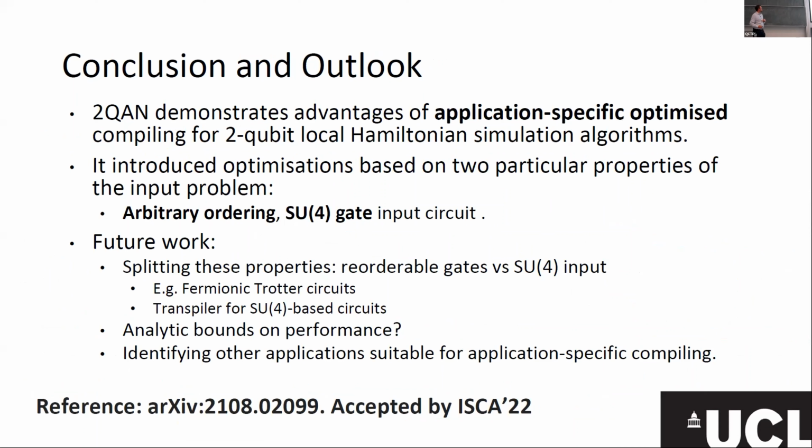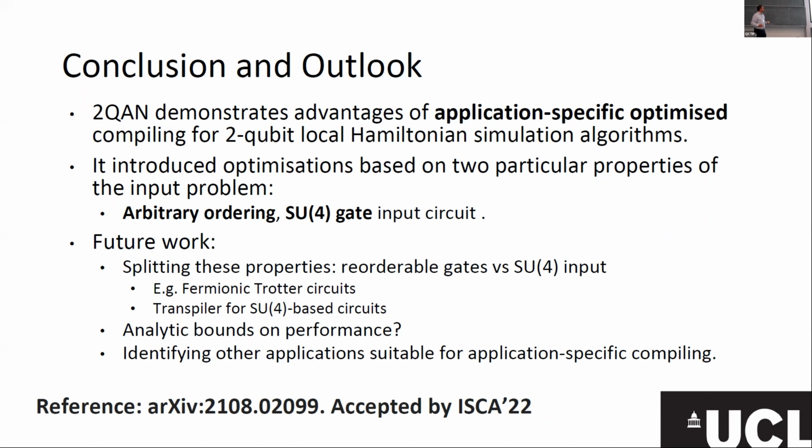So to conclude, I've introduced to you the Toucan compiler. It's an application-specific compiler which takes advantage of two specific properties of the problem we want to compile: the fact that the gates can have an arbitrary ordering and we can re-permute them, and the fact that all of the input gates are SU4. There's a lot of future work we can do. It'd be interesting to split these two properties apart and make compilers, for example, that focus on SU4-based circuits, which are quite common. This is the language we often write quantum circuits down in.